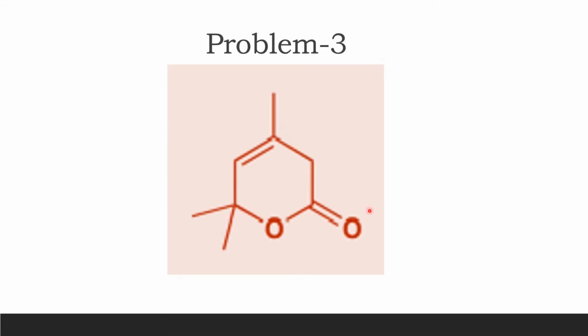And for problem 3, see, this is the compound. We need to say what all the signals will be. First you need to see how many methyl groups are there. That is the easiest way to find out. If values are given and they are asking which value is close to this structure, you need to see how many methyl groups are there first. 1, 2, 3. 3 methyl groups are there. So 3 hydrogens are there. 3 hydrogens here, also 3 hydrogens. It's easy for you to find the 3 hydrogens first.